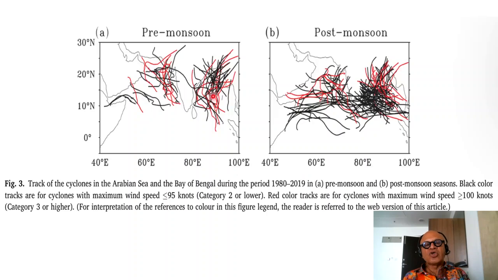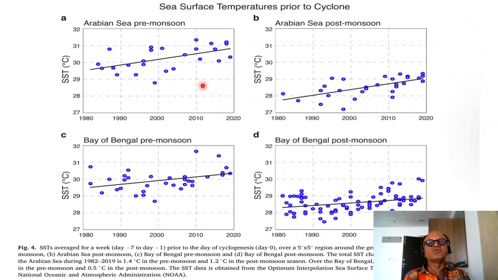And there are other arguments as to why the Bay of Bengal will not have as strong a trend as the Arabian Sea, which we will come to in a minute. But you can see that the steering winds are different, so the tracks are also somewhat different in the post-monsoon compared to the pre-monsoon, right?